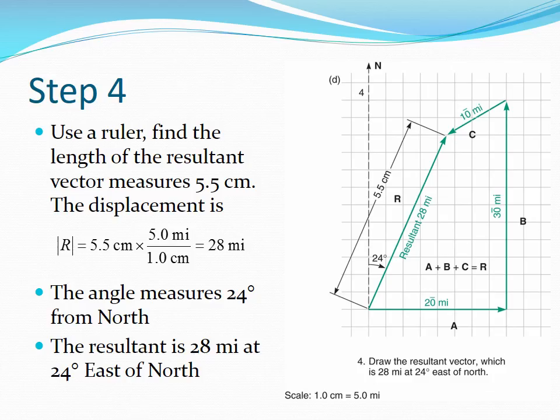The resultant vector begins at the tail of the first vector, which is located at the origin. It ends at the head of the third vector. Using a ruler, we find the length of the resultant vector measures 5.5 centimeters. Thus, the net displacement is 28 miles. Measuring from north, the angle is 24 degrees. The resultant vector is 28 miles at 24 degrees east of north.